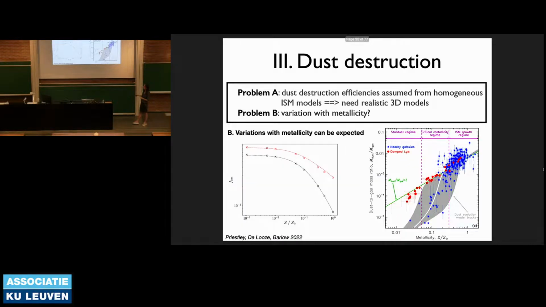Then finally, it may be that there's a variation with metallicity, and in a very simple model, this is something that Felix Priestley has done in collaboration with us. What he has shown is that when you have a very simple model and you account for thermal sputtering and kinetic sputtering, basically elements in the gas phase or particles that are going to collide with your grains and destroy them if your temperature is very high.